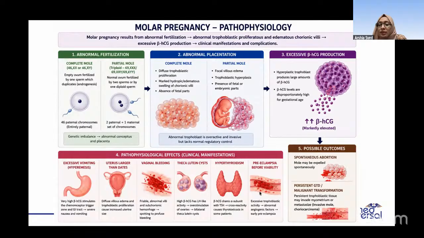Preeclampsia, angiogenic factors, and earlier preeclampsia can also be seen in this patient.